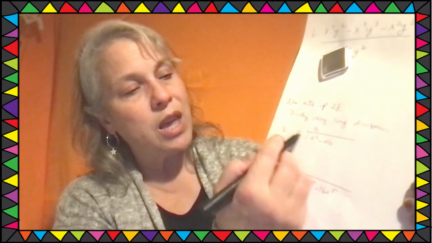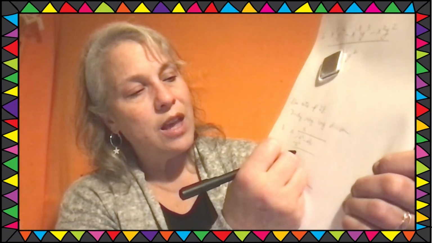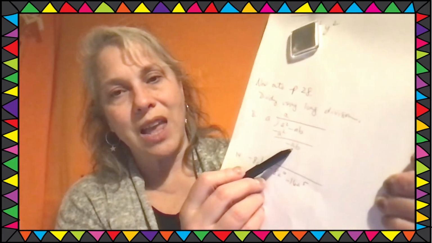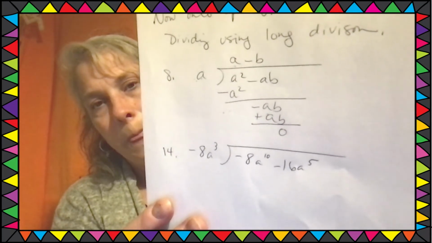So what times a gets a squared? It'd be a. So a times a is a squared. You put your a squared, and then you say a squared. You subtract here, and then it comes to 0, and bring down your next term. A times what is negative ab? It'd be negative b. So then I change the signs, and I get 0. So your answer is a minus b.